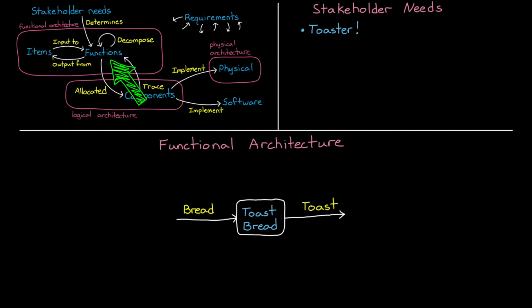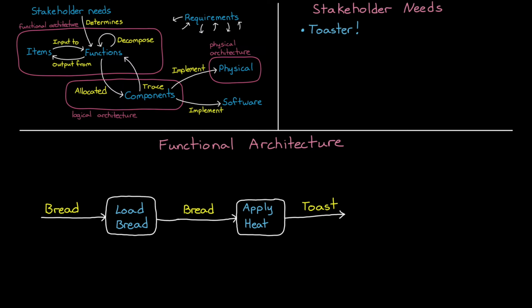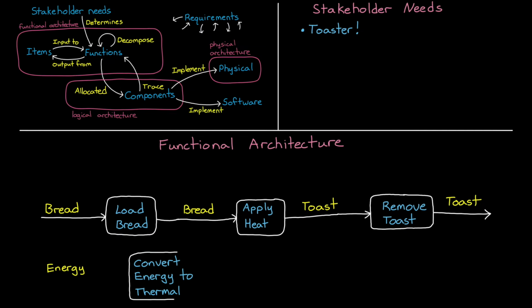Therefore, the next step in this process is to decompose the function into smaller functions. We could add one that says that we need to be able to load the bread into the toaster, and then apply heat to remove the moisture and oxidize the surface of the bread. And then we need to be able to remove the toast. And we can continue this decomposition even more and realize that in order to apply heat, we need a source of energy and a way to convert that energy into thermal energy.